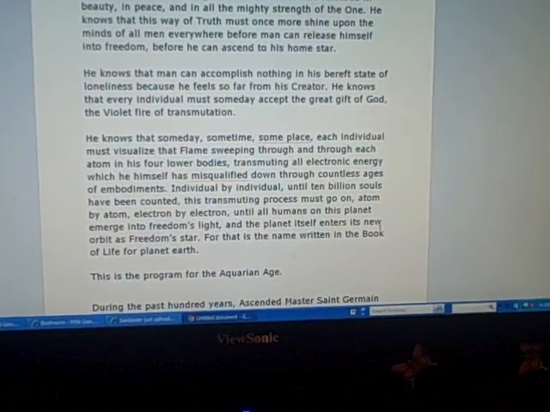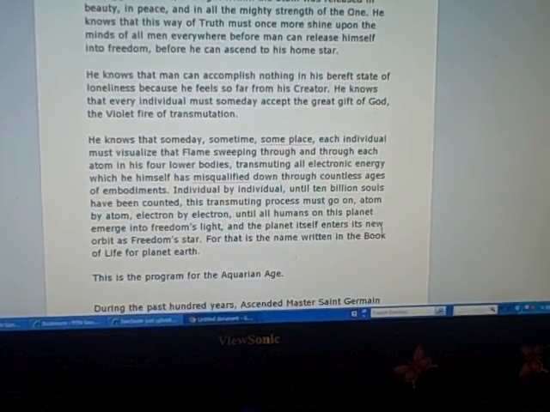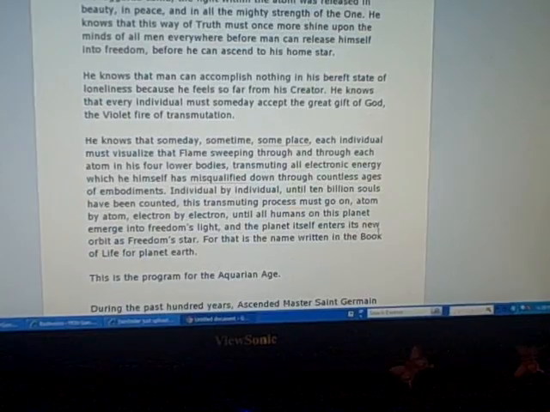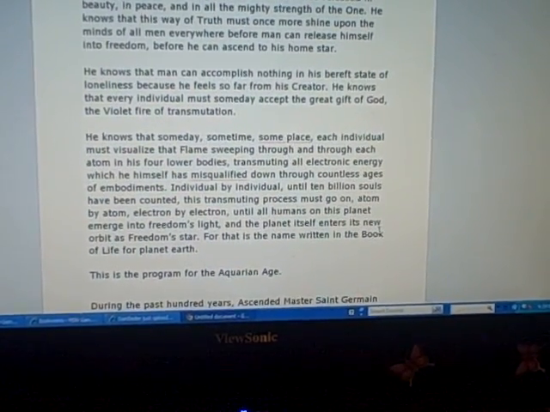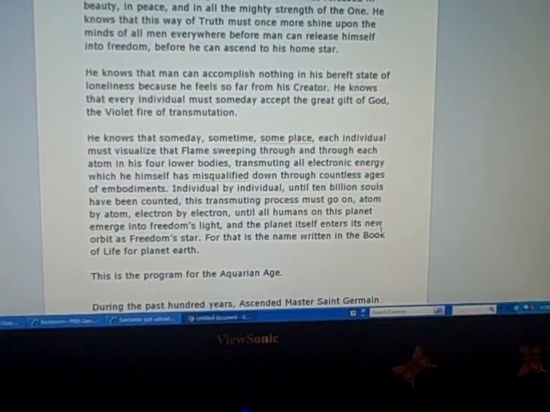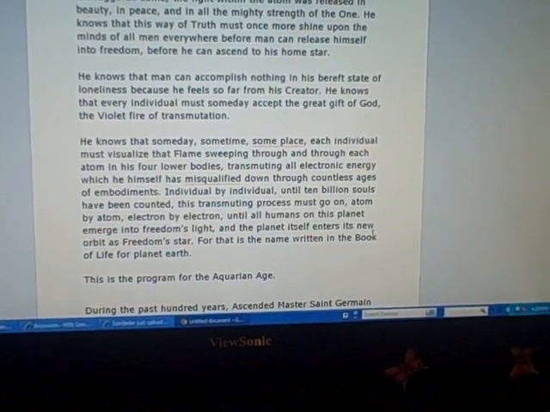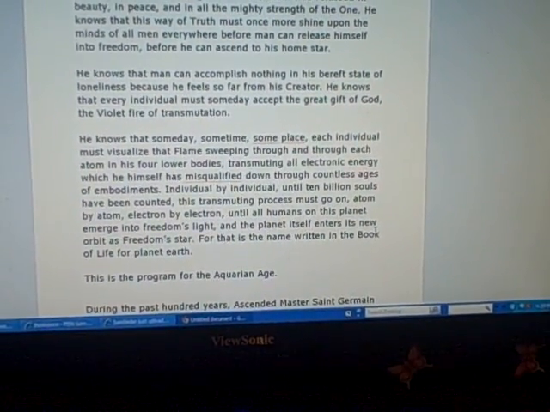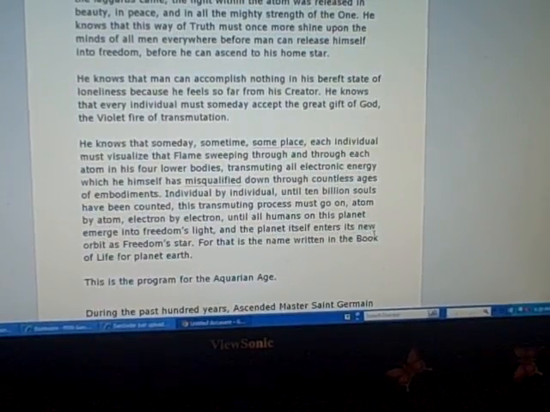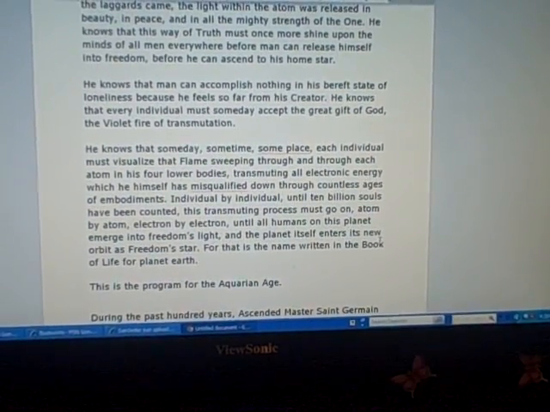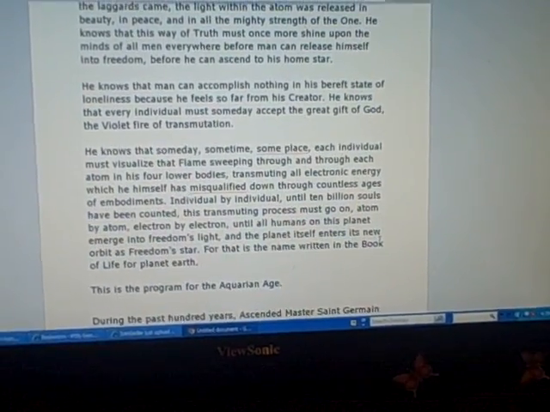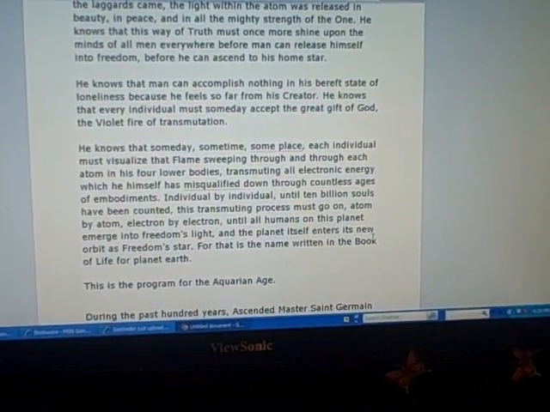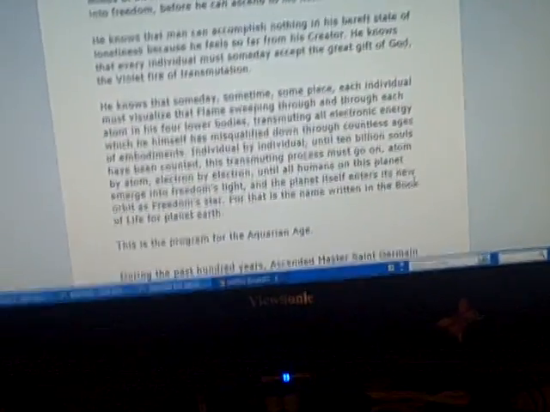Individual by individual, until 10 billion souls have been counted, this transmuting process must go on atom by atom, electron by electron, until all humans on this planet emerge into freedom's light, and the planet itself enters its new orbit as Freedom's Star, for that is the name written in the Book of Life for planet Earth, and this is the program for the Aquarian Age.